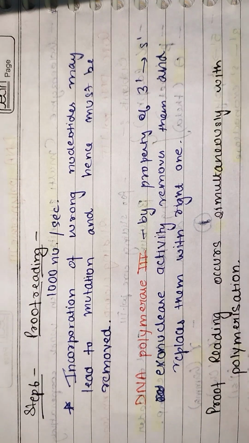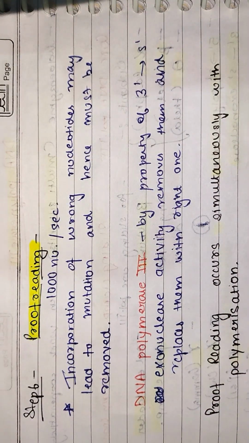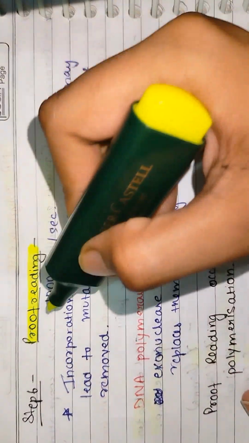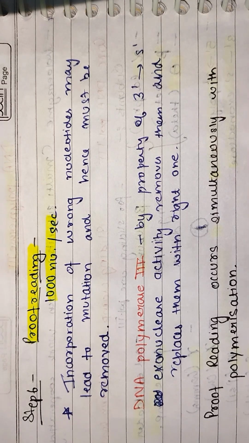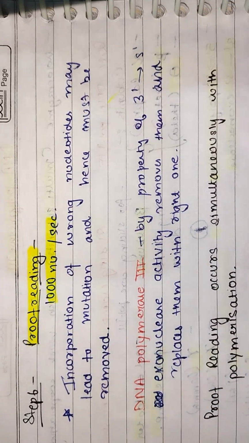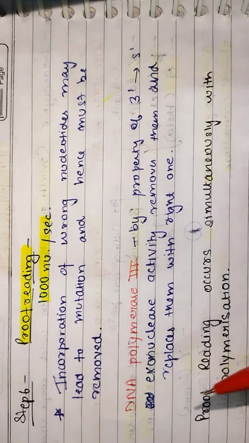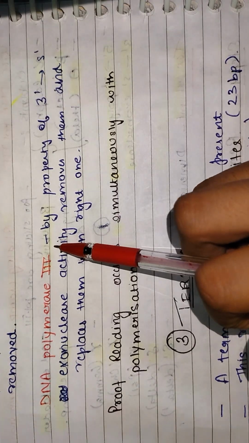The last step in the elongation process is proofreading. As DNA synthesis occurs at a very fast rate, 1000 nucleotides per second are synthesized in DNA polymerization, there is a very high chance that a wrong nucleotide will be incorporated. The incorporation of a wrong nucleotide may lead to mutation, and hence it has to be removed. This is done by DNA polymerase 3.